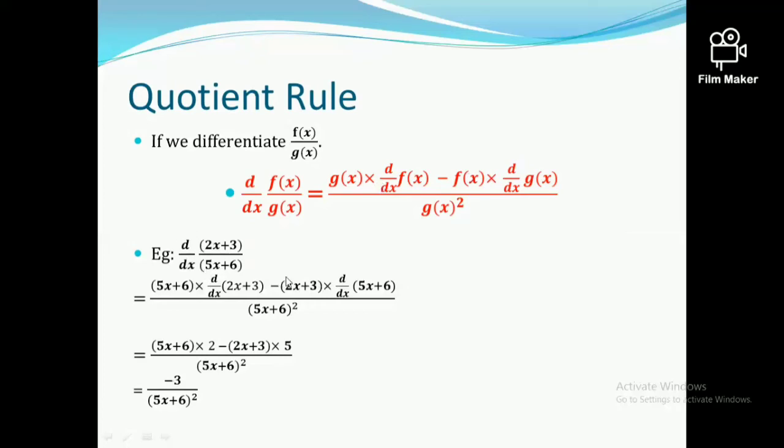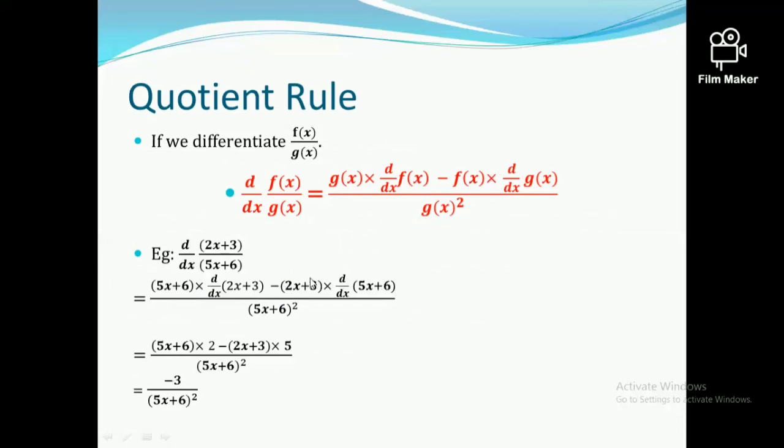Okay, let's try to understand from this example. The numerator function is 2x plus 3, the denominator function is 5x plus 6. So here we differentiate 2x plus 3 divided by 5x plus 6. That is the example, right? Initially we square the denominator here. Denominator squared. Then keep the denominator and differentiate the numerator. Minus keep the numerator and differentiate the denominator. If I repeat it back, square the denominator, keep the denominator and differentiate the numerator, minus, it's minus, keep the numerator and differentiate the denominator.